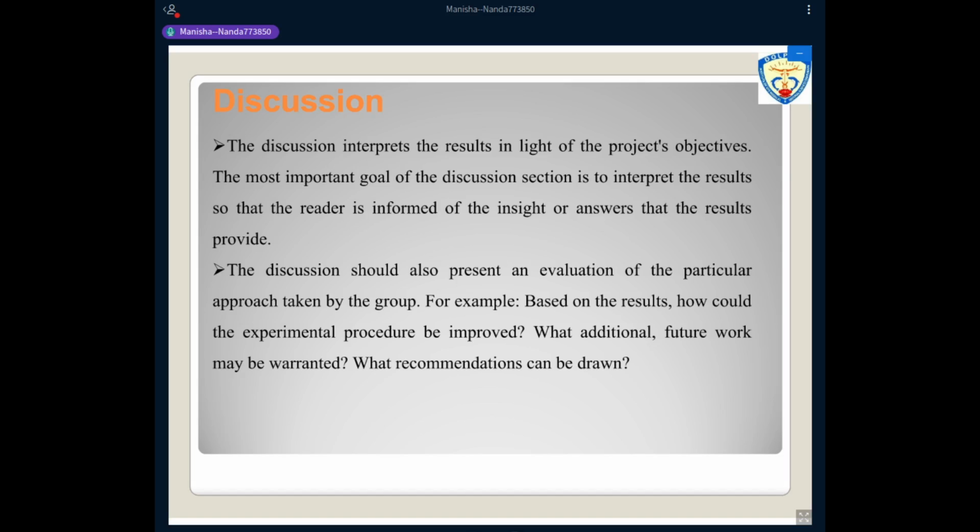Okay, Madhura, please unmute. Are you clear with this? For every experiment, only after the result we will write the discussion for every individual experiment we perform? Yes, of course. You have to discuss it there itself. Okay, ma'am, thank you so much.